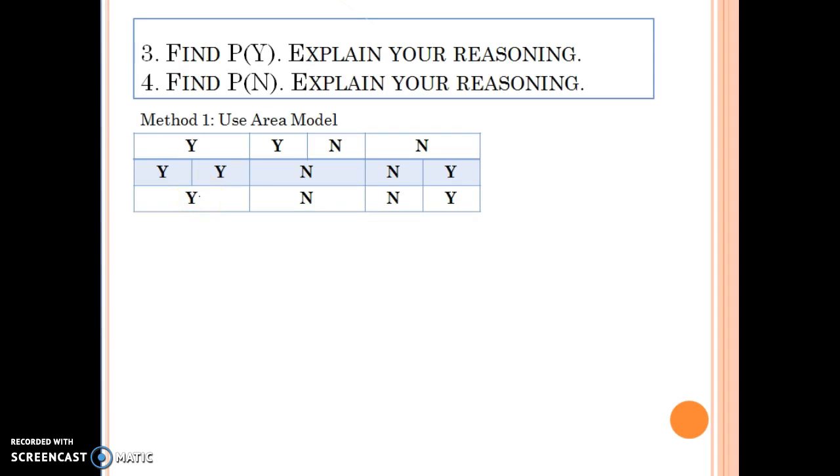There are 2 methods for you to find the probability. PY stands for probability of getting a pumpkin. And PN stands for probability of not getting a pumpkin. To use the area model, you need to separate the area into equal parts.